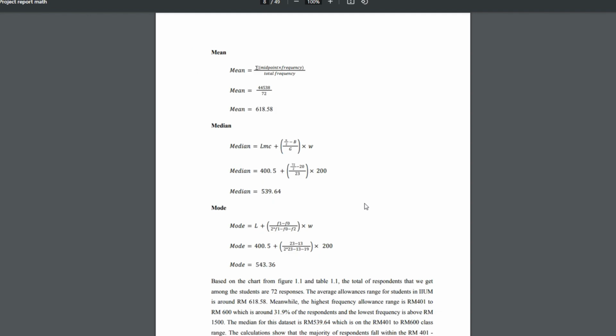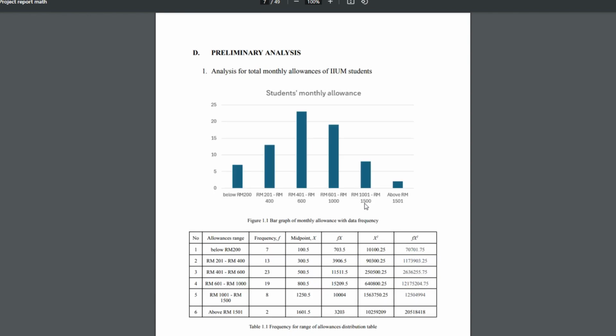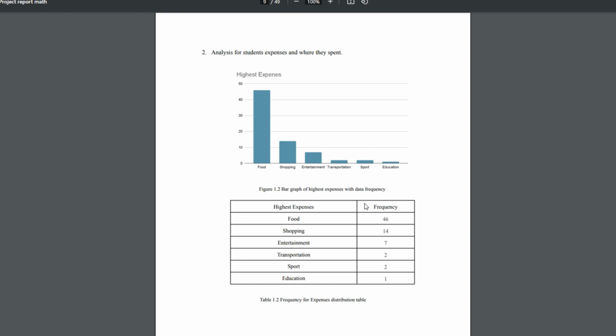On the next page, we have the calculations that we made for the analysis, which are mean, median, and mode. For the mean, we got 618 ringgit 48 cents for the average monthly allowance of students in IIUM. And the median, we got 539 ringgit 64 cents, which falls in the class range from 401 ringgit to 600 ringgit.